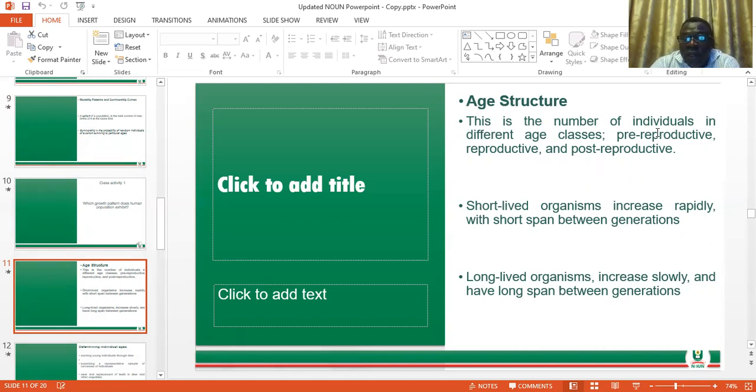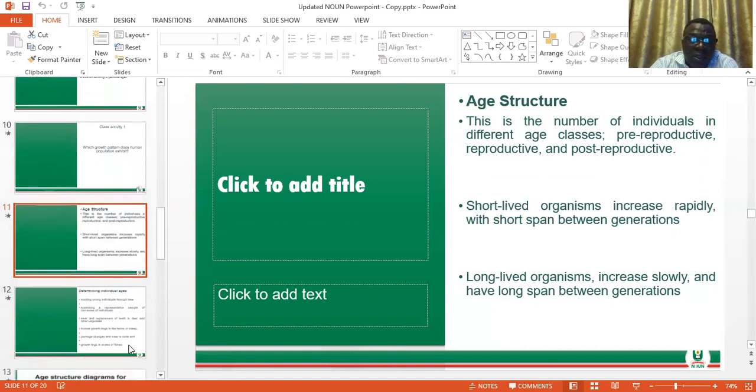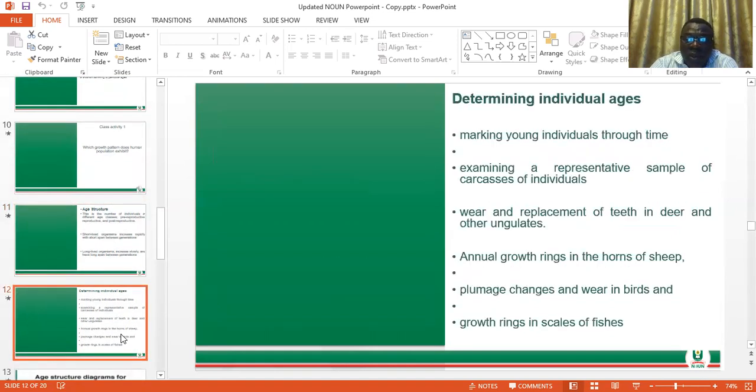We should also understand that organisms that are short-lived increase rapidly, and they have a short span between generations. Whereas organisms that are long-lived increase slowly and have a long span between generations. That will explain the r and K strategy that we'll talk about.